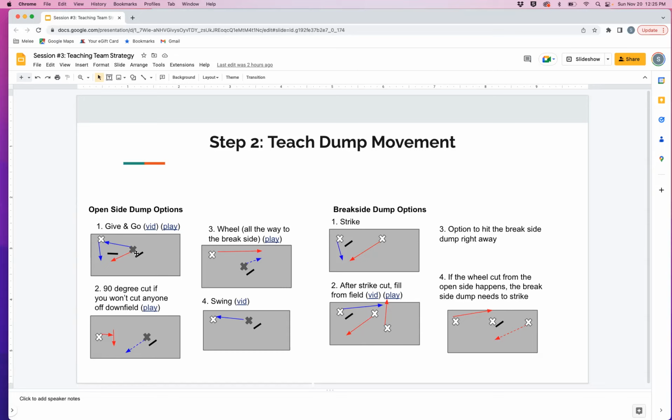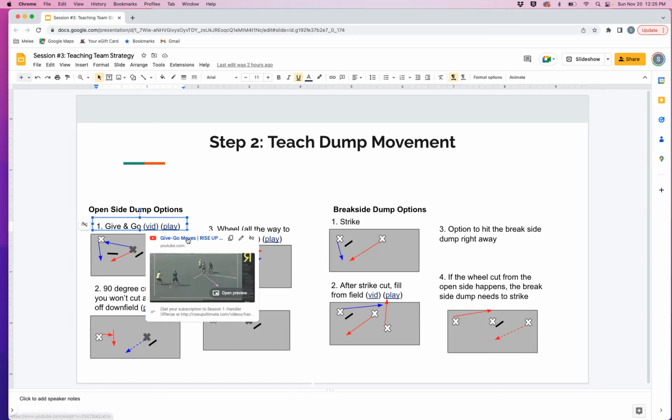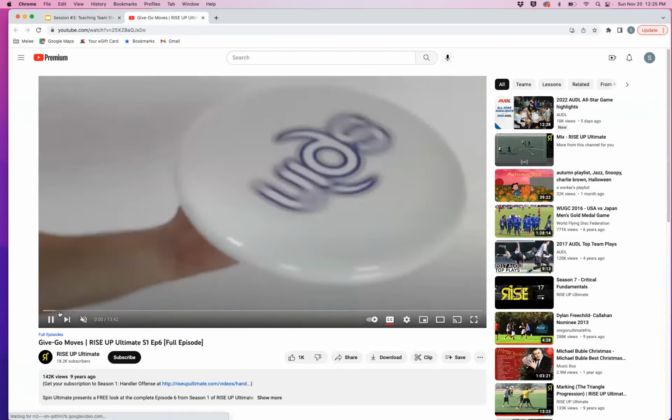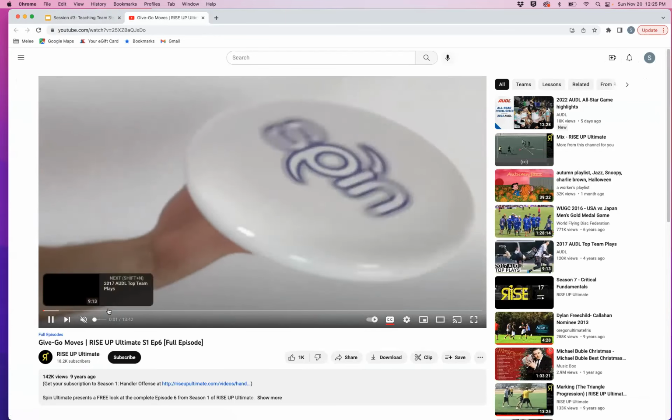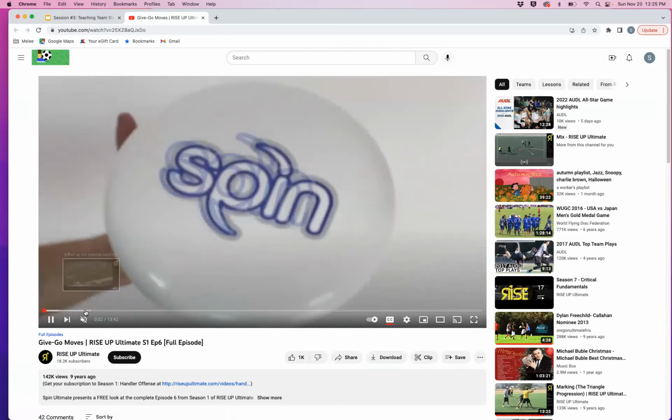The first one is a give and go. This is typically when dump is on the open side. But this is good to teach. For example, if you're playing a vert stack, it's really useful in a horizontal stack. Sometimes teams play split stacks and it's not as useful in a split stack, but we can talk about that if we ever do advanced things. But this video, I think, shows some good give and goes.